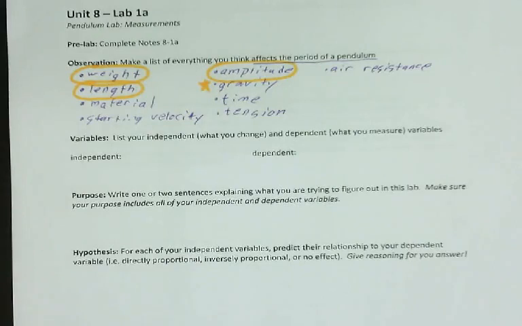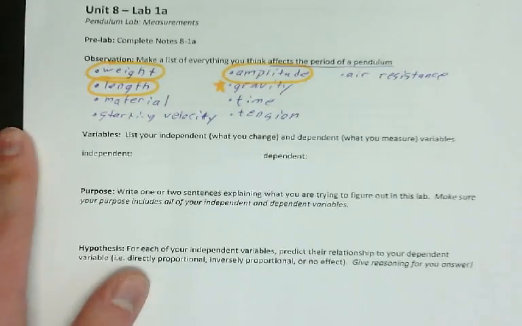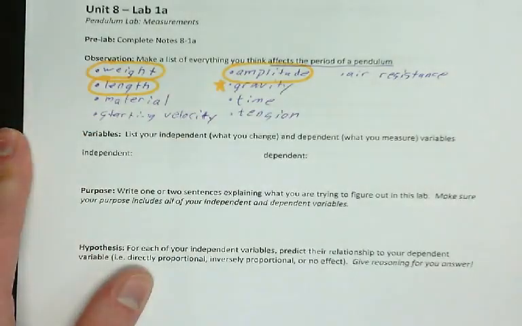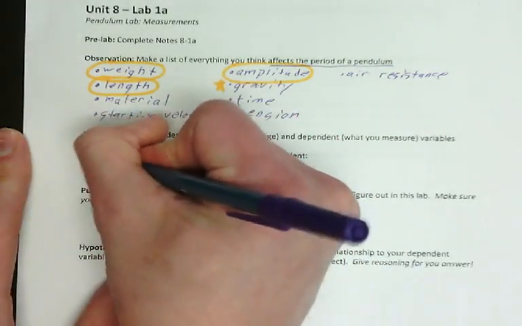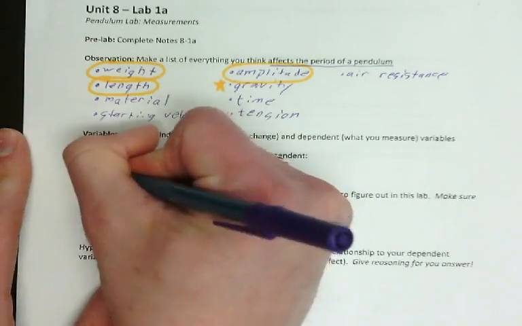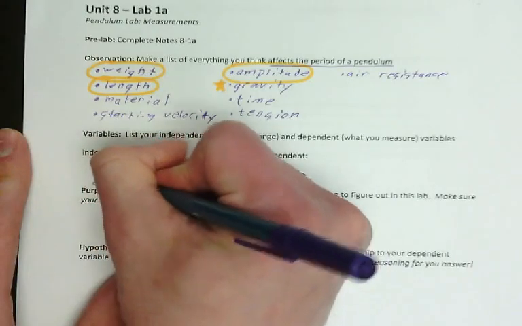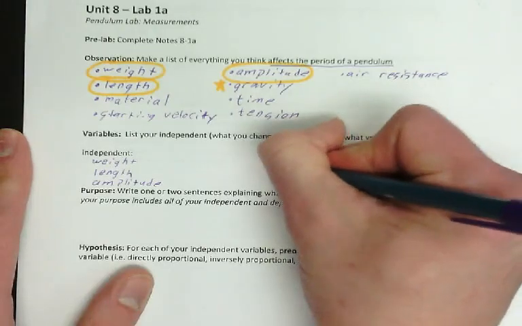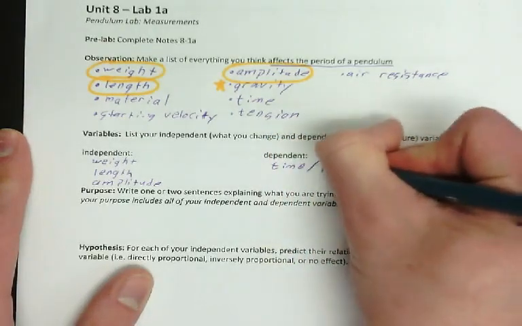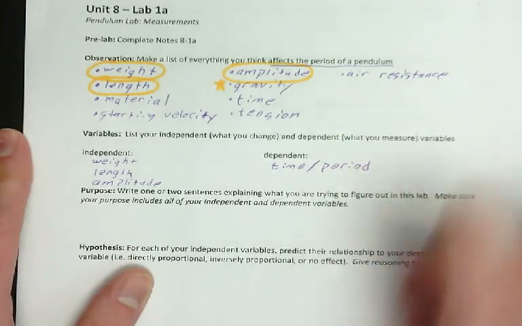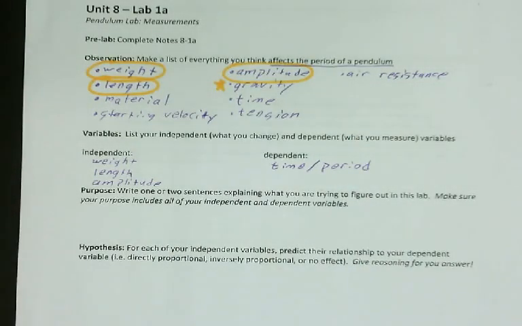So list the independent variables and the dependent variables. So what are we going to change? What are we going to measure? We're going to change weight, length, and amplitude. And we're going to measure time/period. So we're going to measure time and calculate period. So that's why I put them both on there.